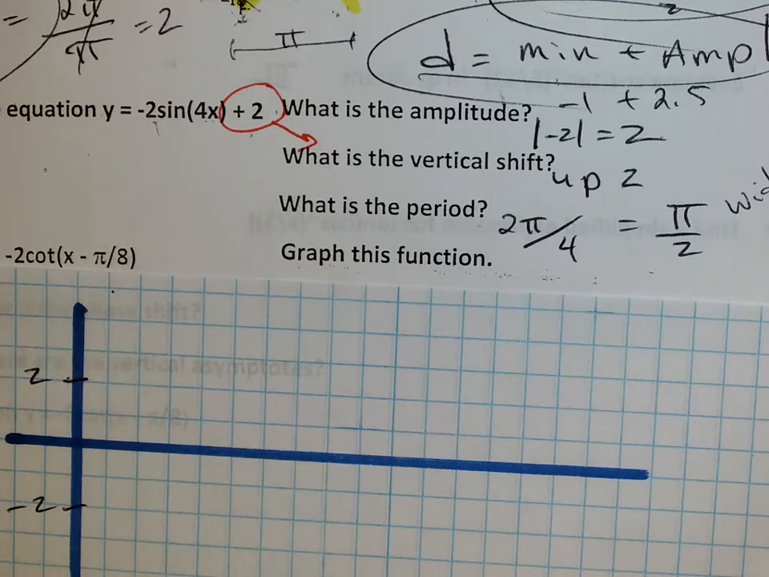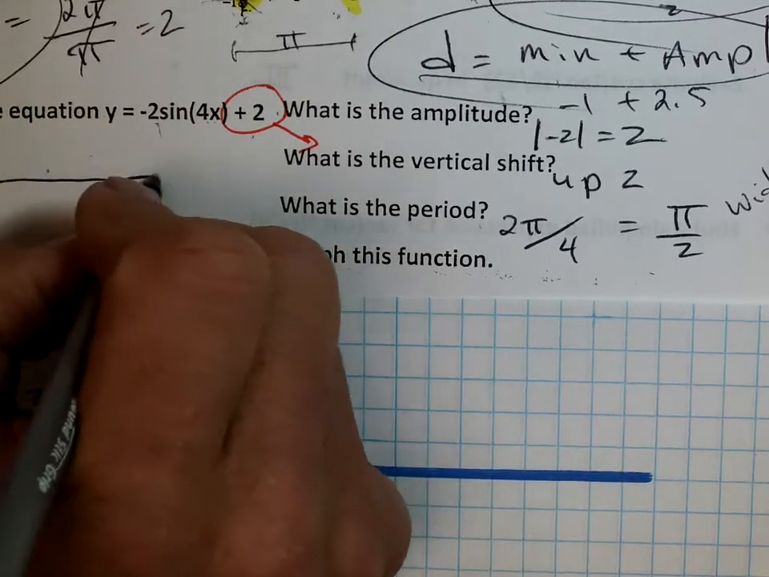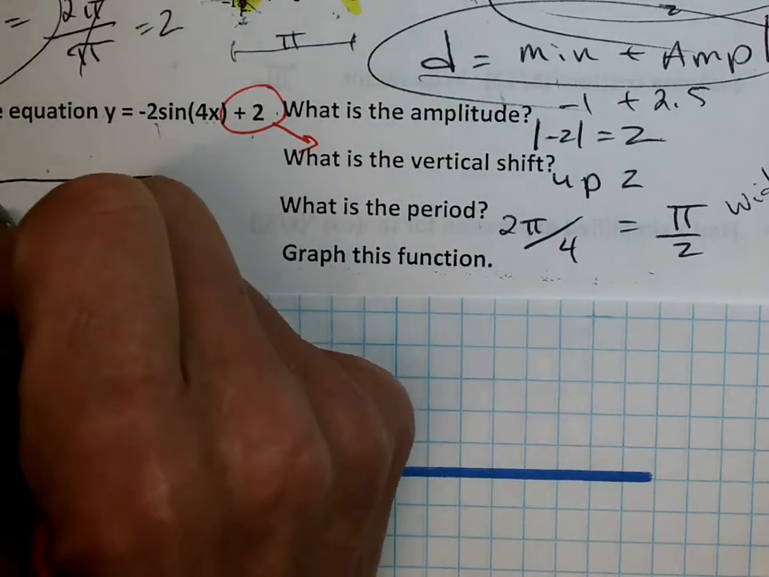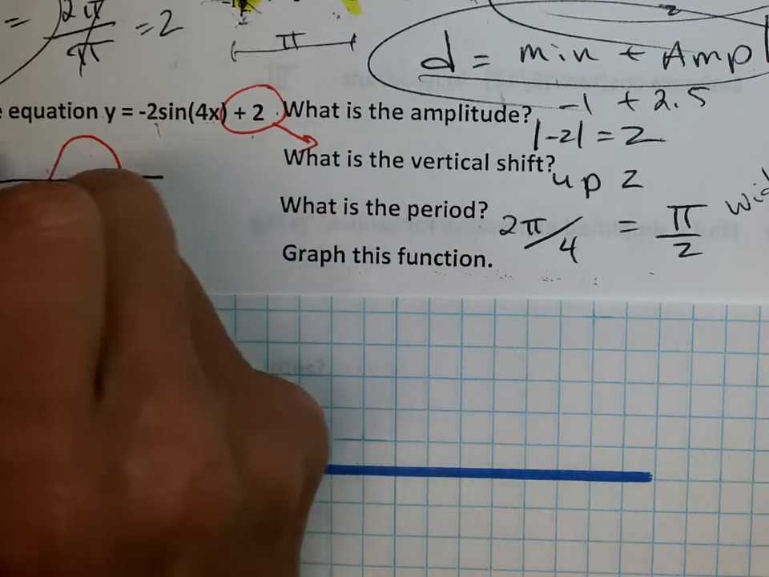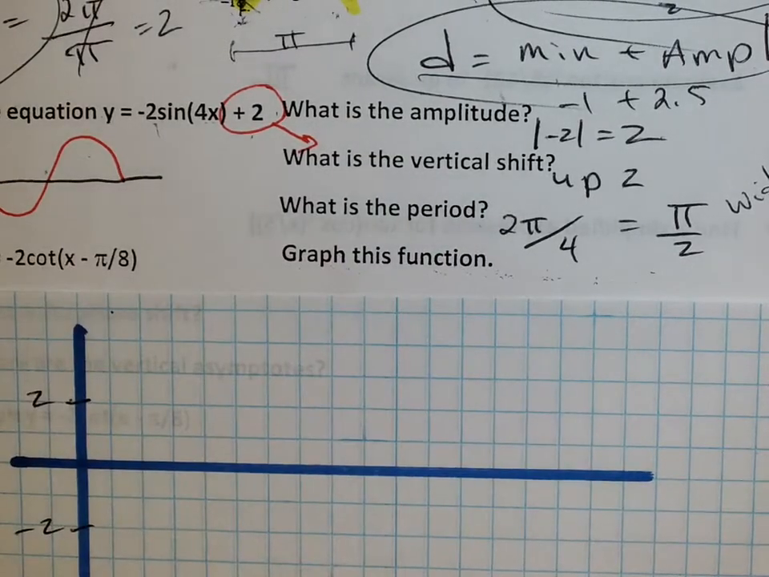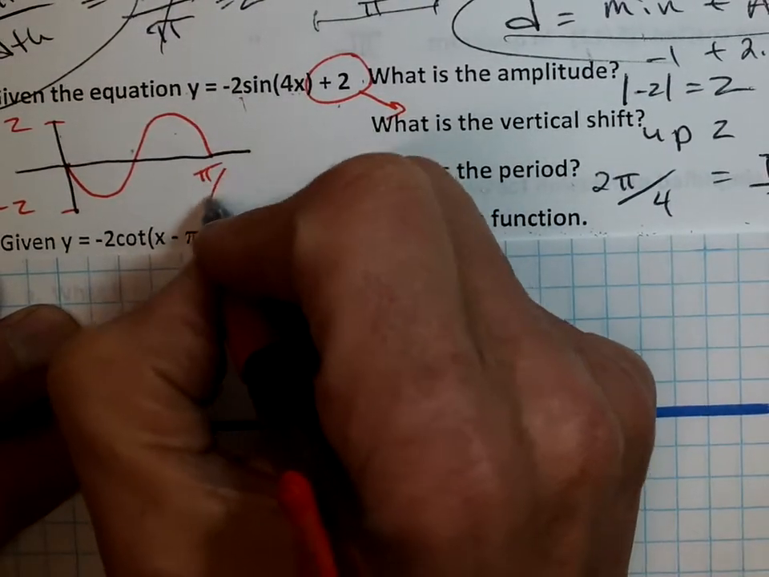So I'm going to do it in 2 steps. First thing I'm going to do is graph upside down sine. So the first thing I'm going to do is graph this shape from 2 to negative 2. I'm going to do that first. And I'm going to do the shape within pi halves.